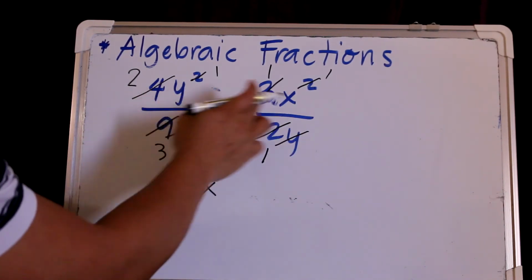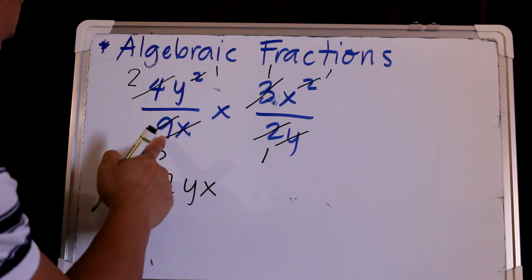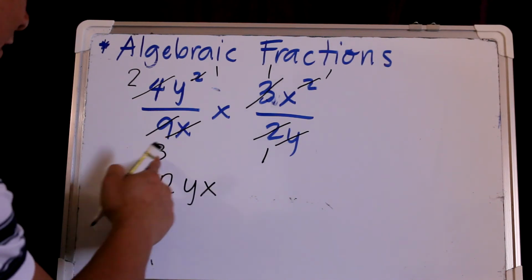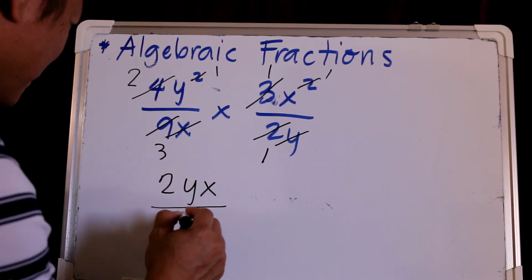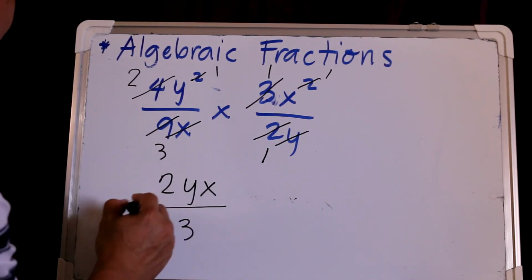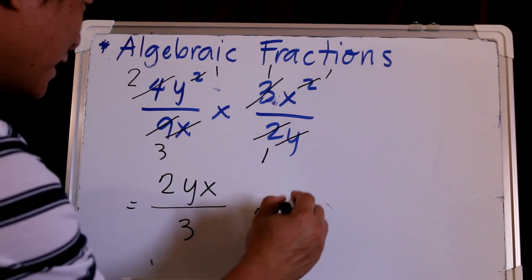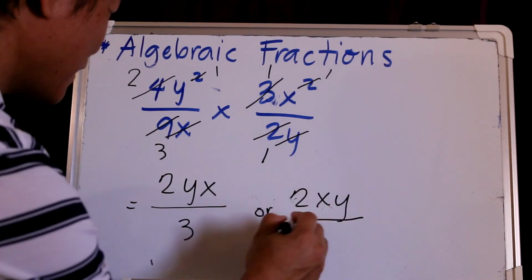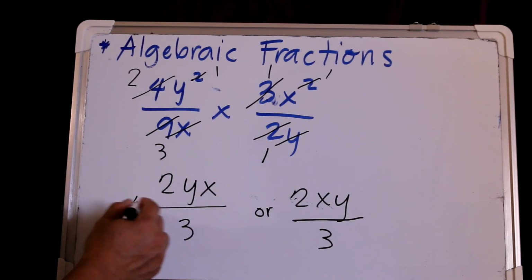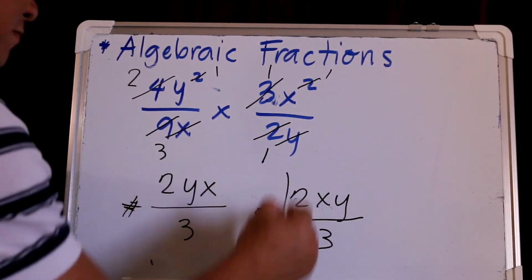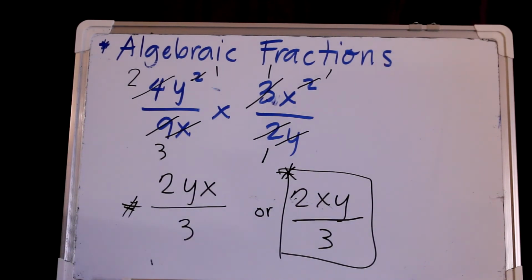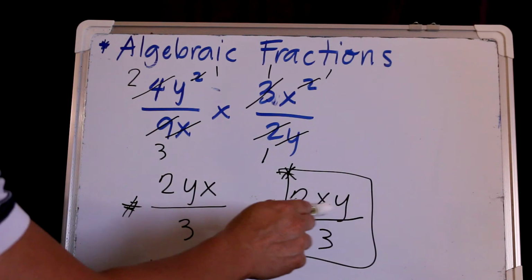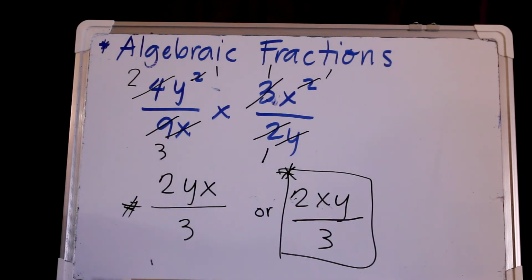Okay, that and that. And then you have 3 here and 1 only. So that means you will have over 3. So this will be our answer, or you may say 2xy over 3. Right? This is the proper alphabetical arrangement of our variables.